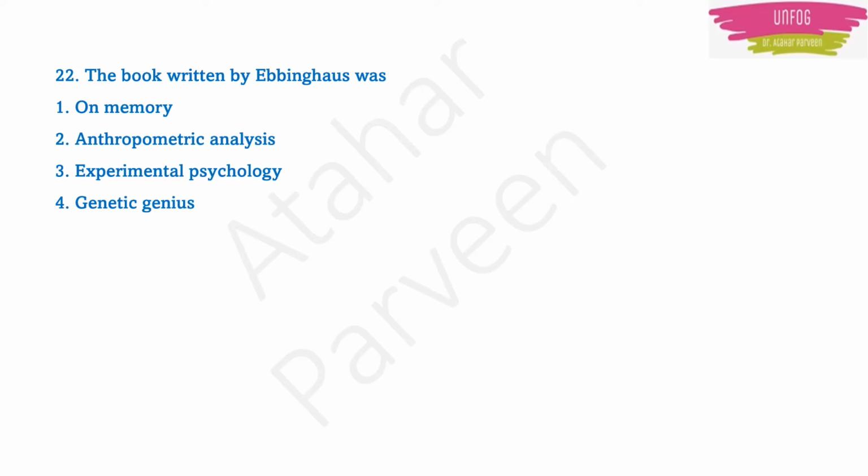Next, question number 22. The book written by Ebbinghaus was. What is the book name which was written by this psychologist? On Memory, Anthropometric Analysis, Experimental Psychology, Genetic Genius. The book which Ebbinghaus wrote was On Memory.